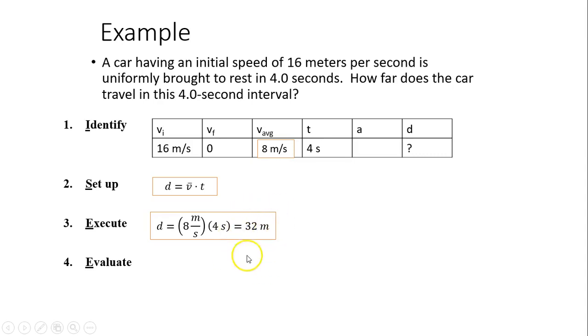Evaluate. Does this answer make sense? Well, it does. Okay, the answer does make sense. Think about it, the car is traveling 60 meters per second. So if it travels at constant speed, it will travel 60 meters every second. For 4 seconds, it will travel 60 times 4, 240 meters. But it's accelerating in the negative direction. In a way, it's decelerating because it comes to a stop. So your distance should be less than 240 meters.